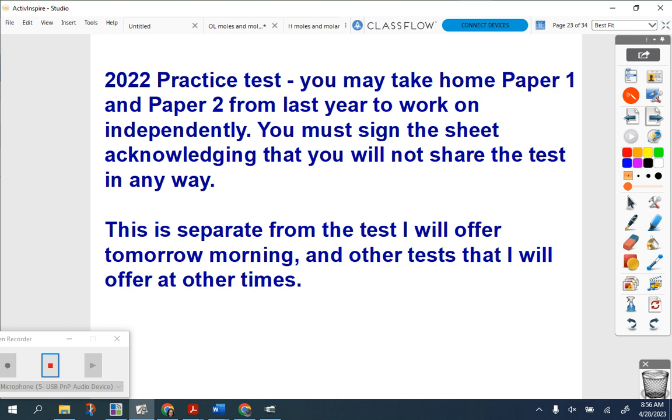All right, you can take these on your way out if you want them. I have a practice test from 2022. Paper 1 and paper 2. There was no paper 3 last year. Paper 1 and paper 3 are the same day. Paper 2 is the second day. I will give you a paper 3 at another time. I just don't have it right now. It'll be from a different year.